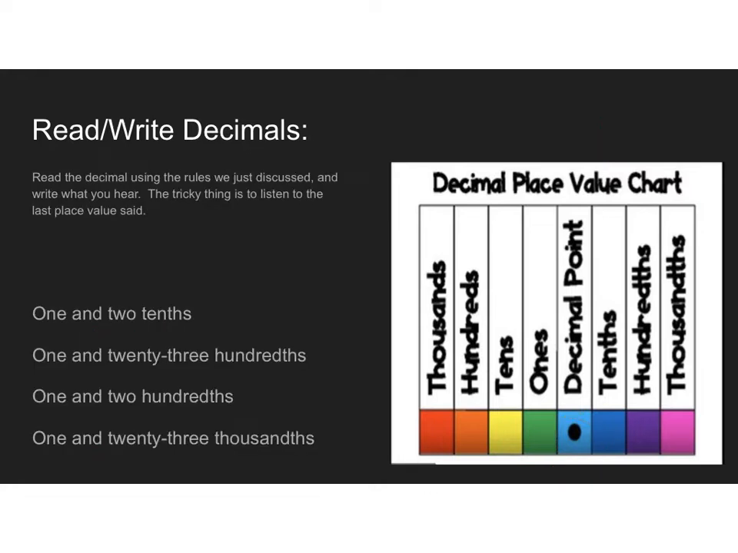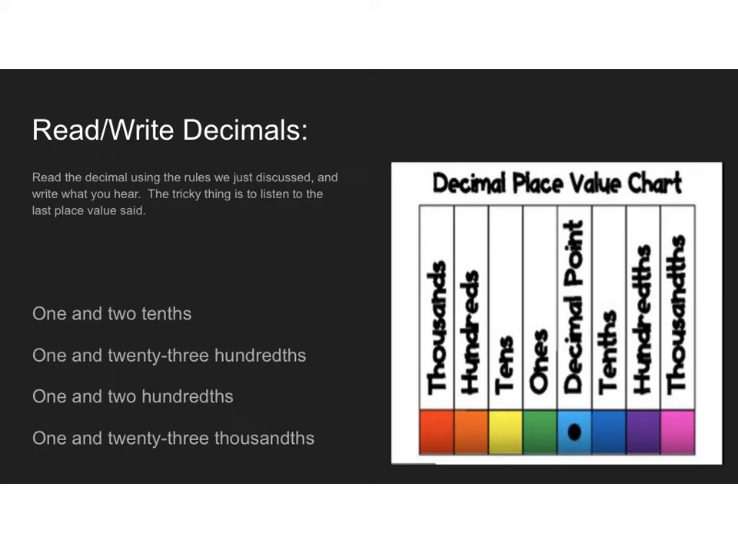All right, now if you can read a decimal number correctly, then you should be able to write it if you hear somebody just speak it. So that's what we're going to be practicing on this slide. So reading the decimal, you just use the exact same rules we just discussed and just write down what you hear with numbers instead. So let's go ahead and look at our first example here.